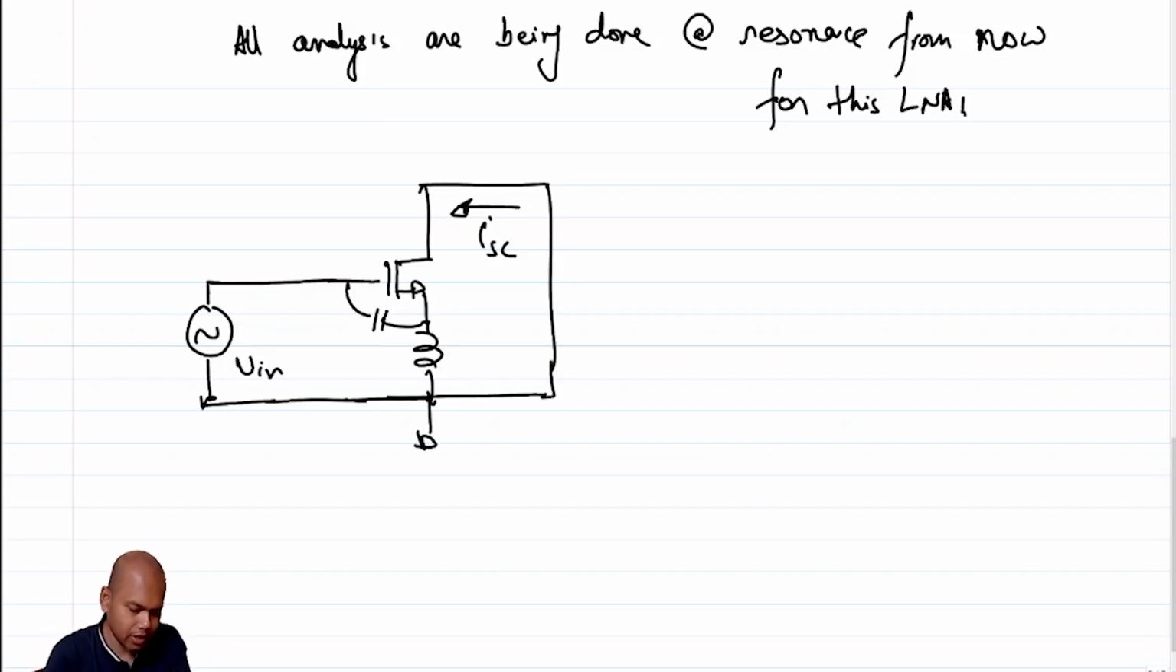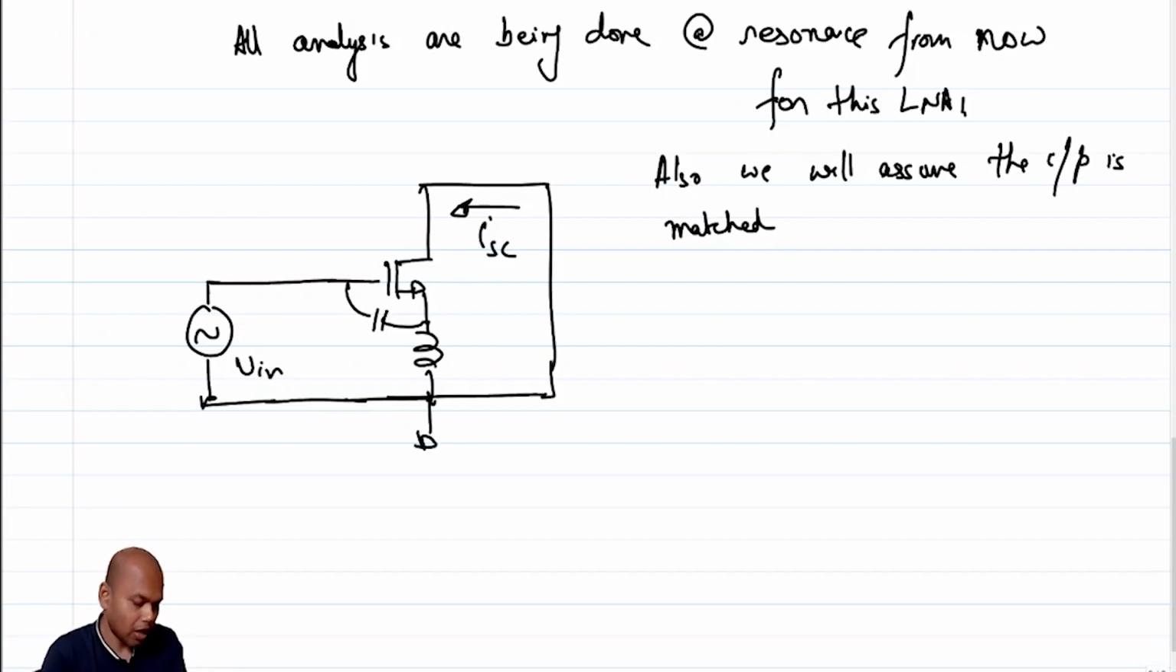Under matching condition, let's assume further, we will assume the input is matched, right? So under matching condition, what is the current that will flow in? Obviously the impedance is Rs, right? The impedance is whatever Rs you want it to be. So the current is V in over Rs, right?